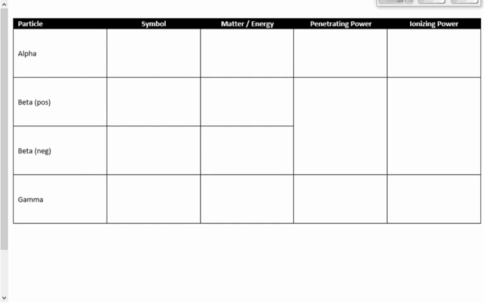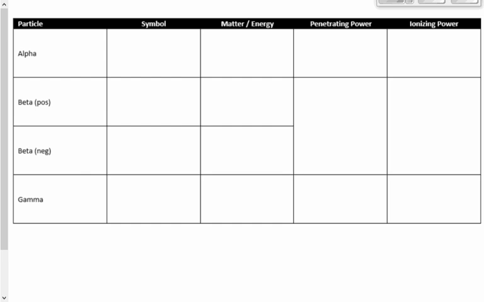That alpha particle that it gives off has a symbol that looks like this. Now, if you're in chemistry, you'll know what these numbers mean. This is what we call isotope notation. The bottom number is the number of protons. The number of protons, sometimes we call it the atomic number.